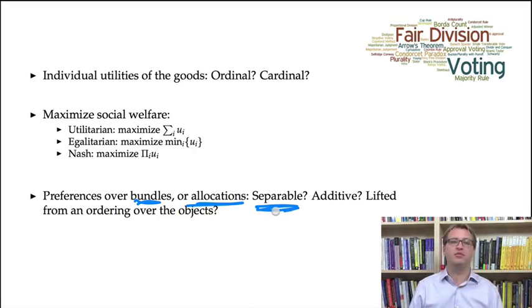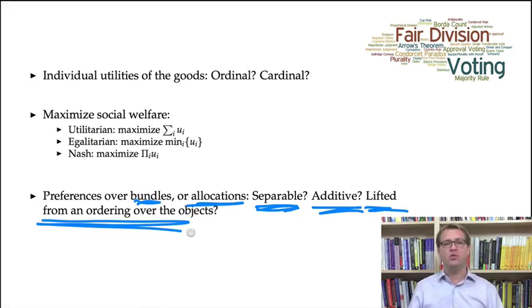One common assumption is that allocations of goods are separable, meaning that the utility you attach to the overall set of goods can be divided among all of the objects that make up that set or make up that allocation. A particular way of implementing a separable utility function over allocations is to assume that it's additive. Here, the utility you assign to a set of objects is just the sum of the utilities you assign to each of the objects. Or you might think a bit more abstractly that each agent has a preference ordering over the set of objects, and you somehow lift that to an ordering over sets or collections of objects.